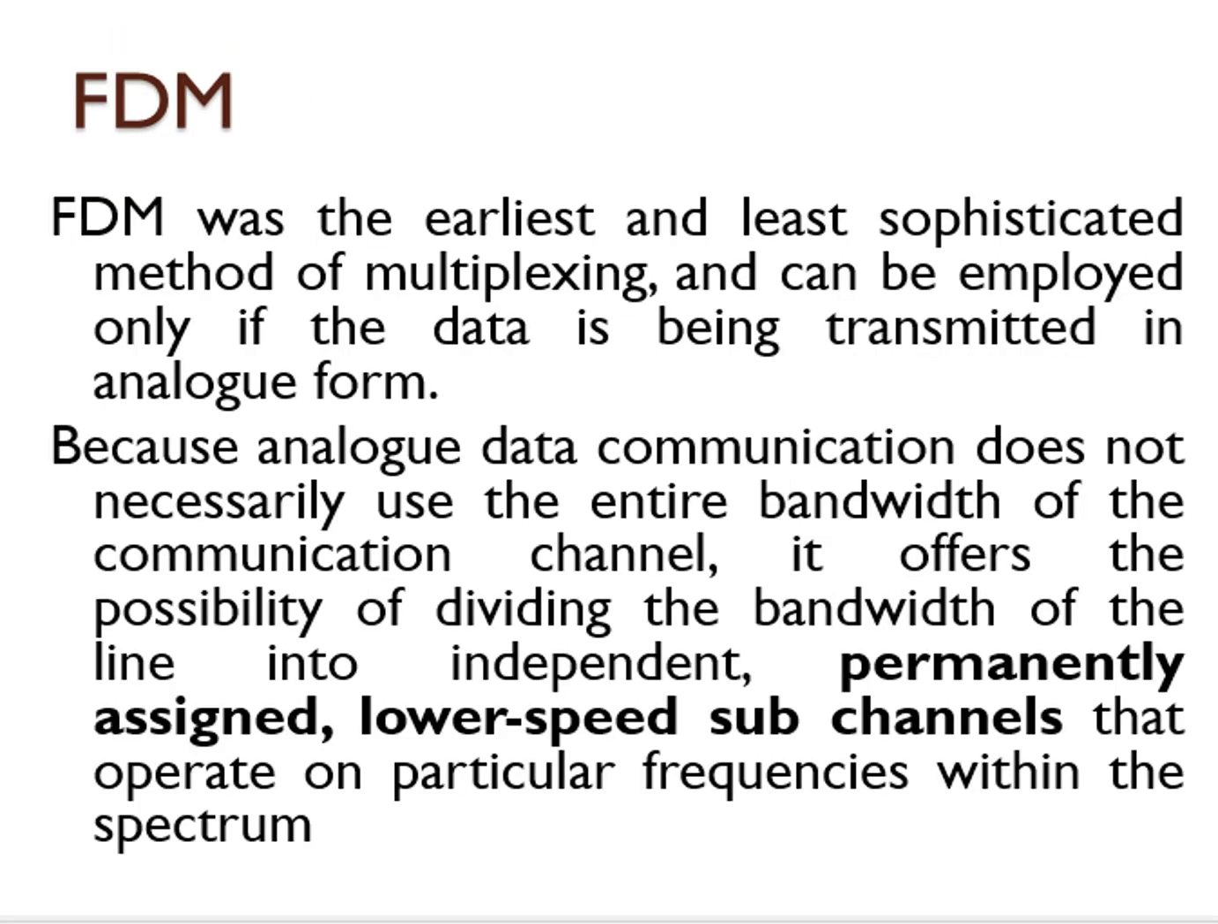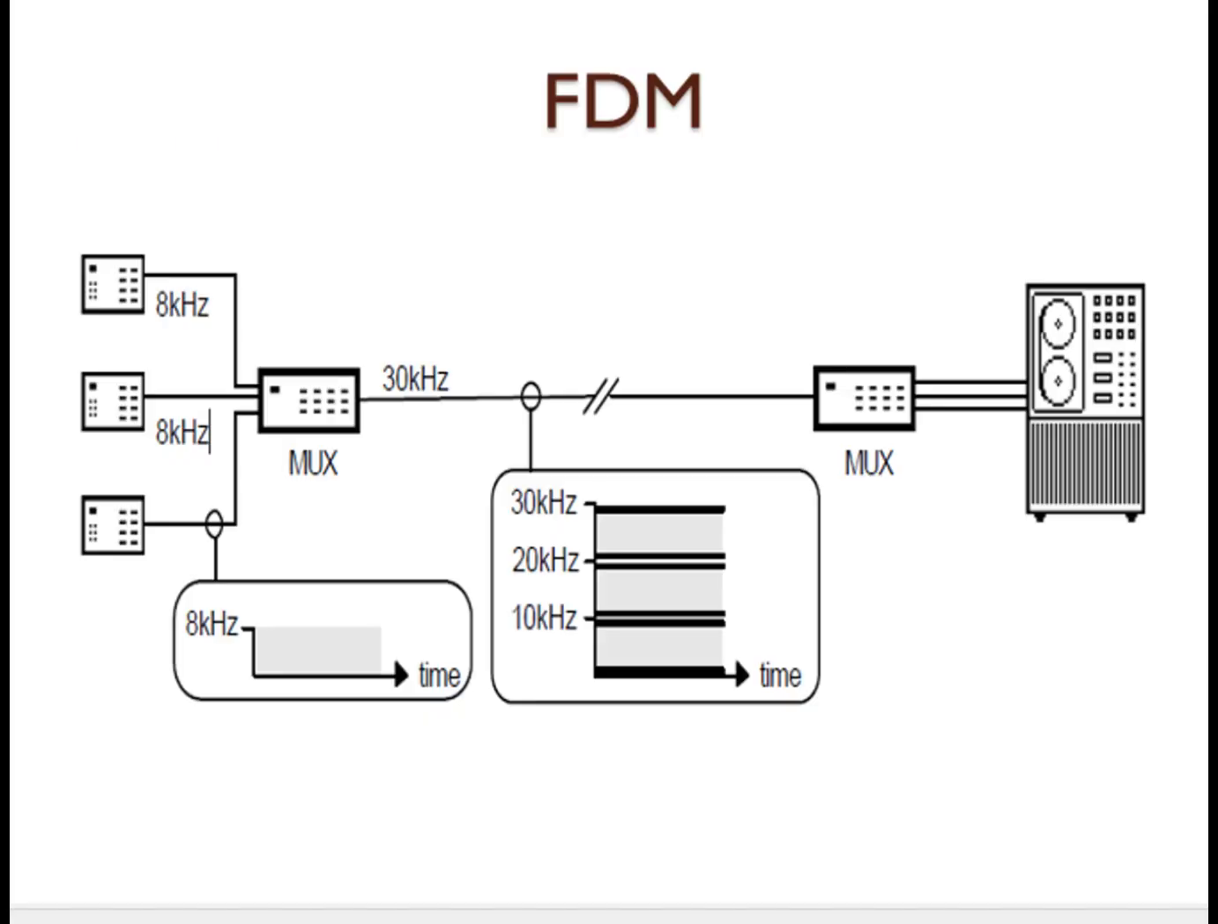FDM was the earliest and least sophisticated method of multiplexing and can be employed only if the data is being transmitted in analog form. Because analog data communication does not necessarily use the entire bandwidth of the communication channel, it offers the possibility of dividing the bandwidth of the line into independent, permanently assigned lower speed subchannels that operate on particular frequencies within the spectrum. FDM.